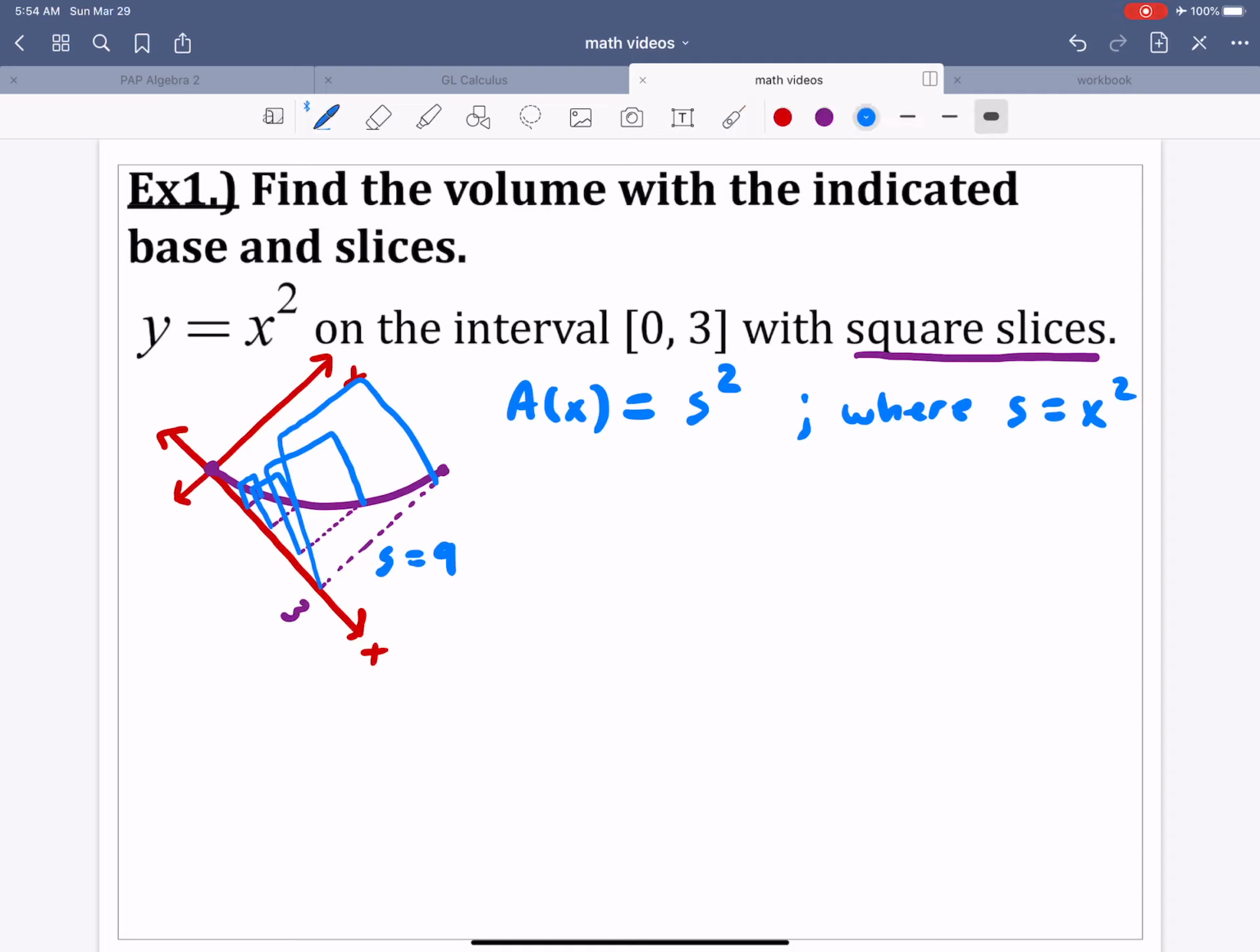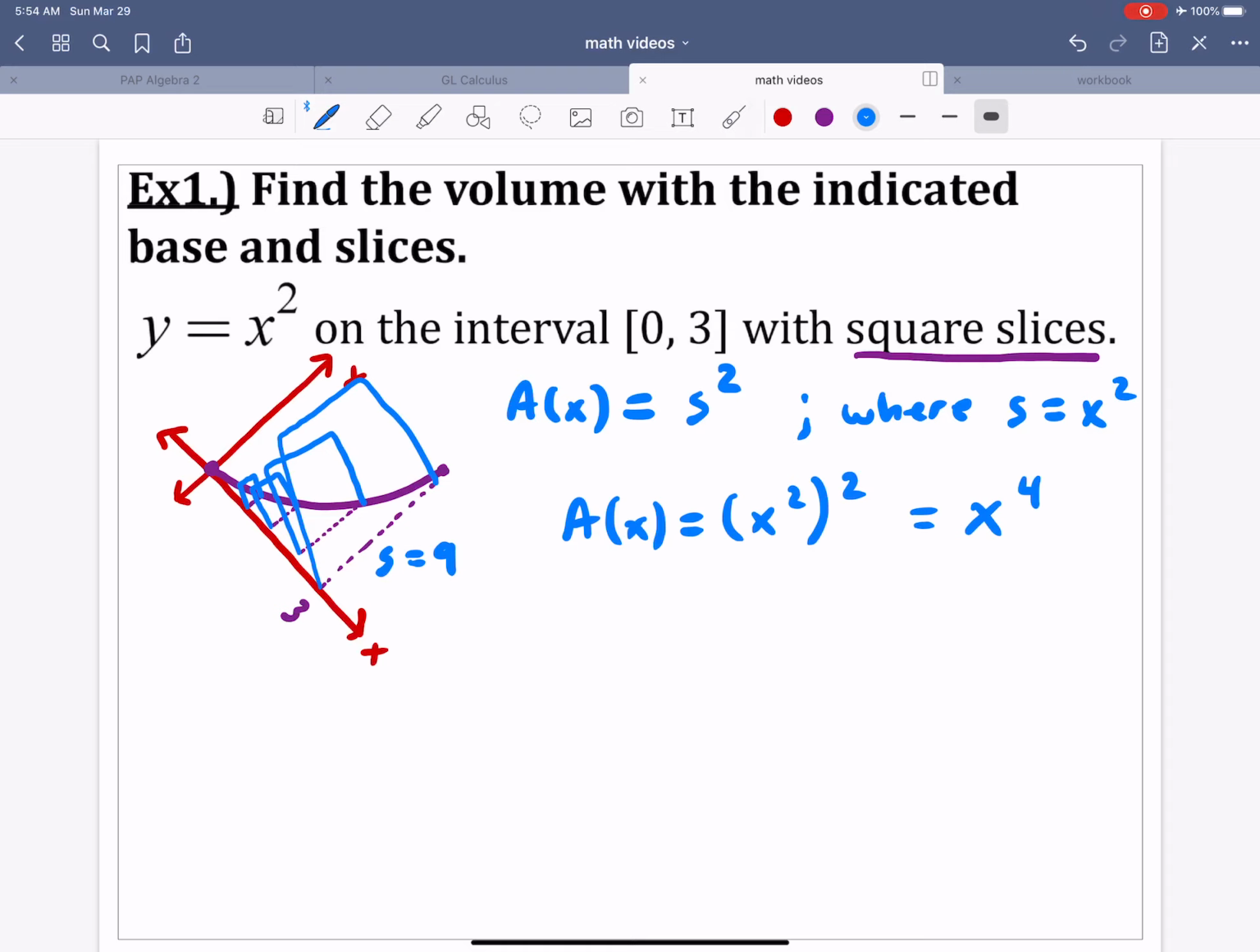Okay? So again, to find the length of the side, you're going to use the function x squared. So if I go back to my area equation, area equals s squared, but I know the side is given by the function x squared. So that's x squared squared. So my area is actually going to be x to the 4th.